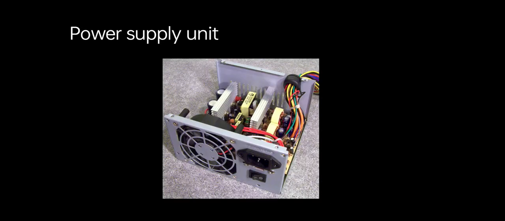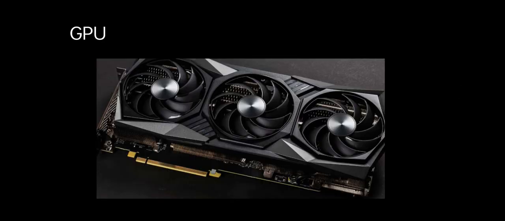Next is the power supply unit. All of the parts of the computer system receive electricity from the power supply unit, or PSU. It changes AC electricity from a plug into DC that the computer can use internally. Next is the GPU. A graphics processing unit is a specialized processor made to handle difficult graphical calculations. They are primarily employed in rendering graphics, video editing, gaming, 3D modeling, and graphically demanding tasks.